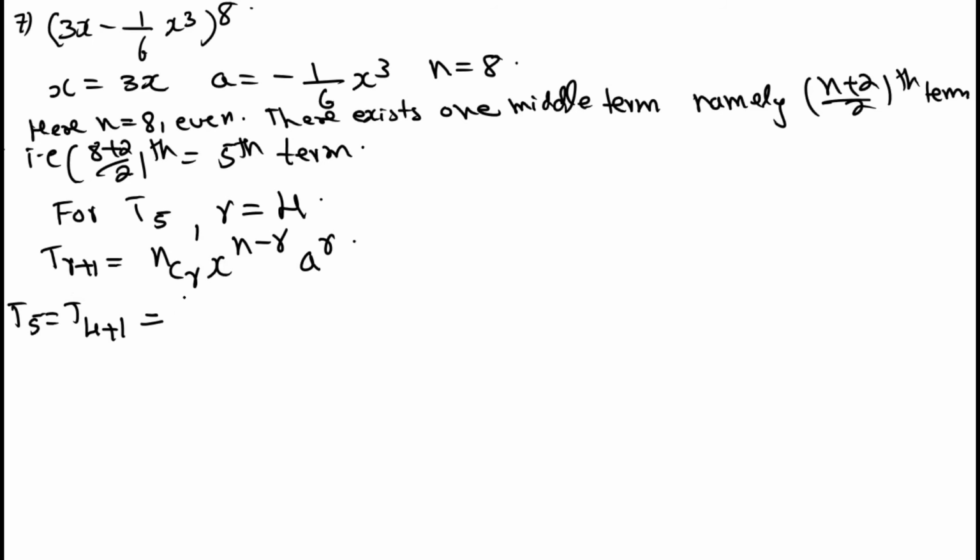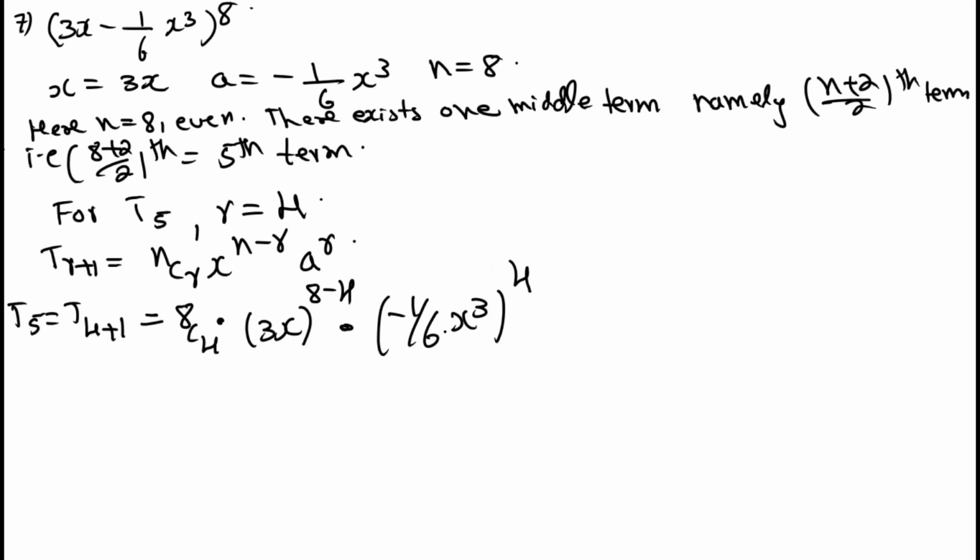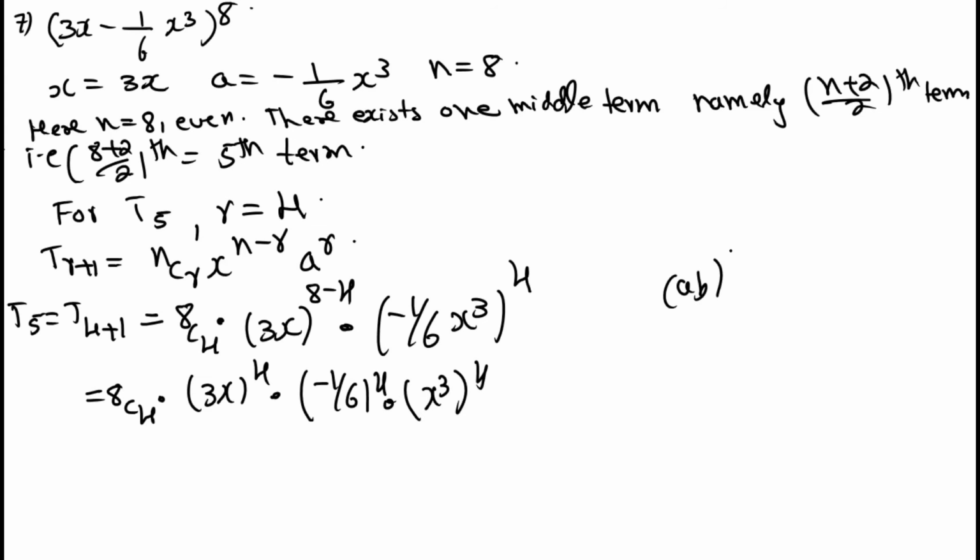It's equal to nCr, n means here 8C4, into x. x is the first term, that is 3x, to the power n minus r, that is 8 minus 4, into a. a is the second term, that is minus 1 by 6 x cube, to the power r, which is 4. So in the next step, it's equal to 8C4 into 3x to the power 8 minus 4, which is 4, into minus 1 by 6 to the power 4 into x cube to the power 4. Why? (ab)^n equals a^n into b^n.